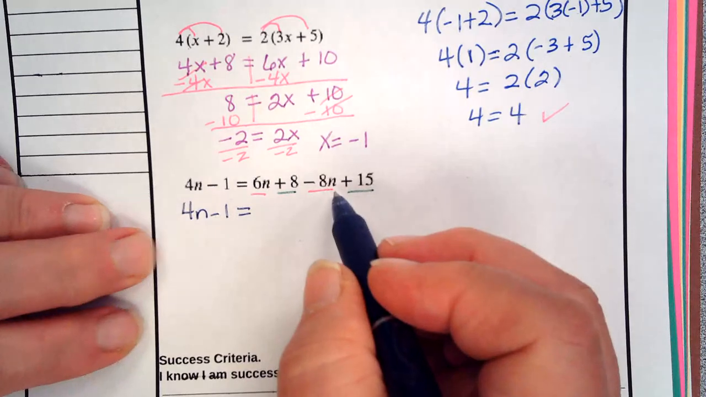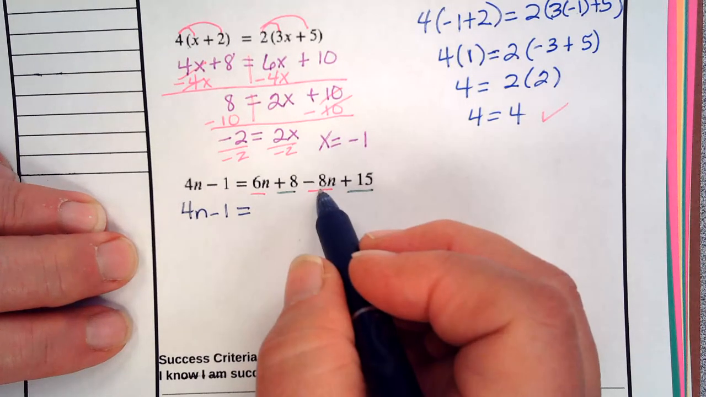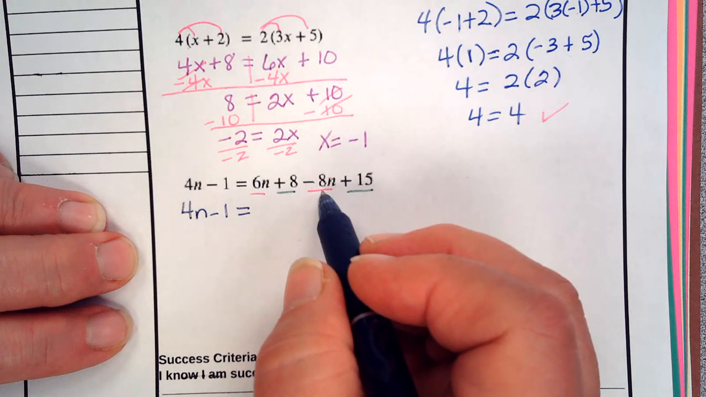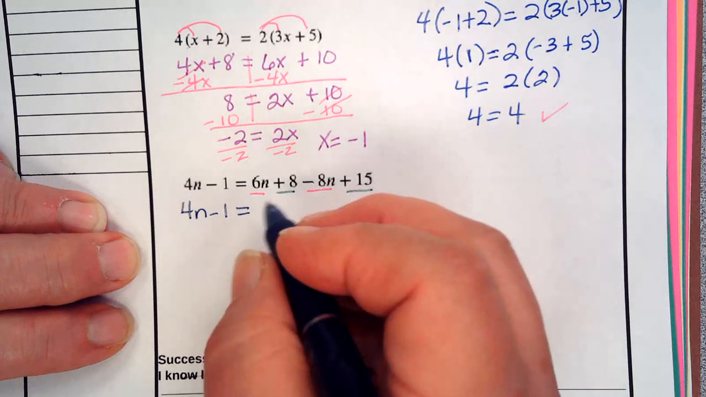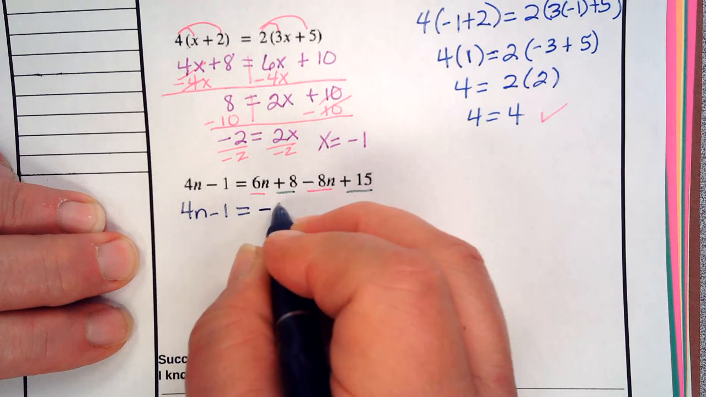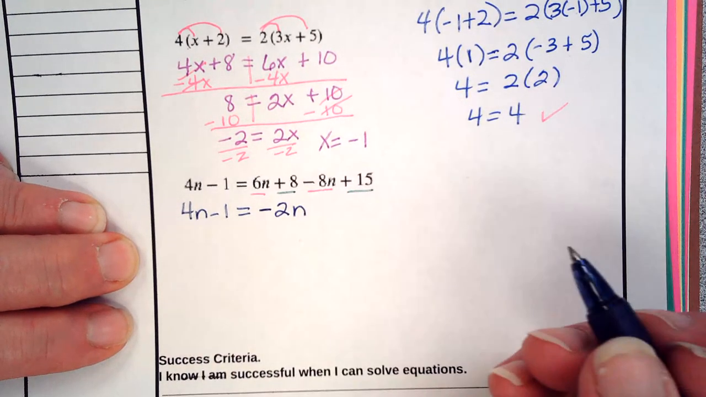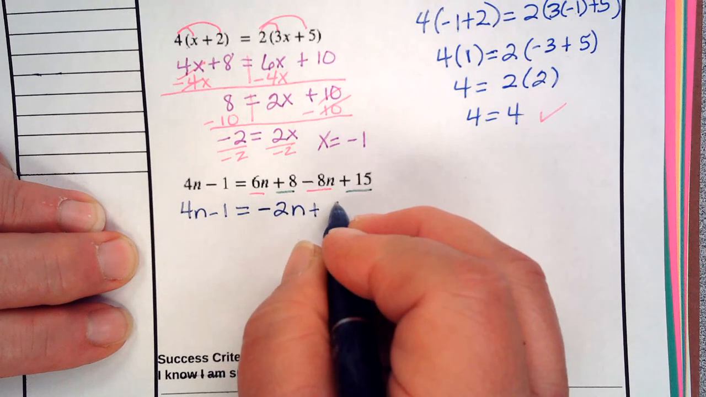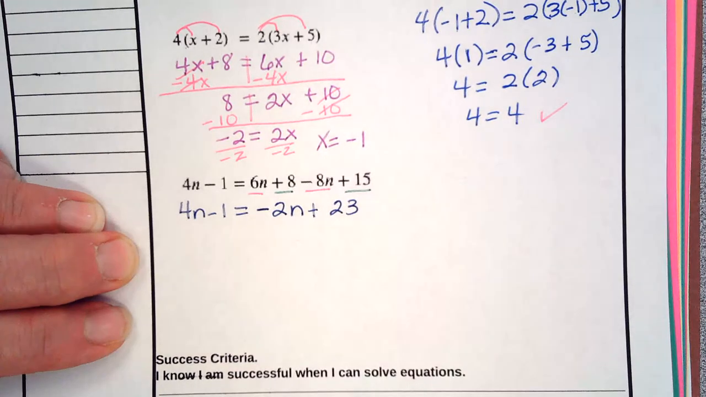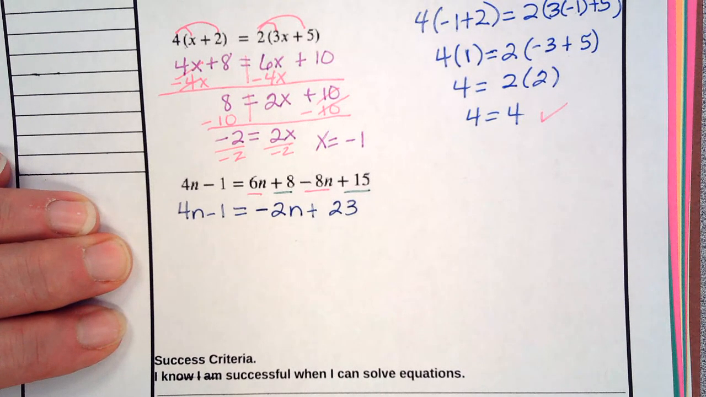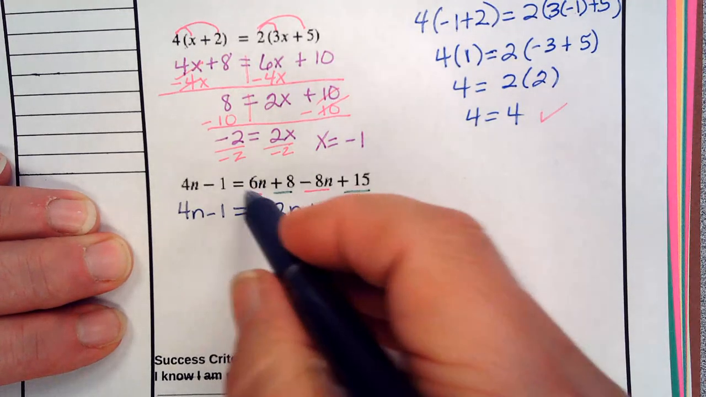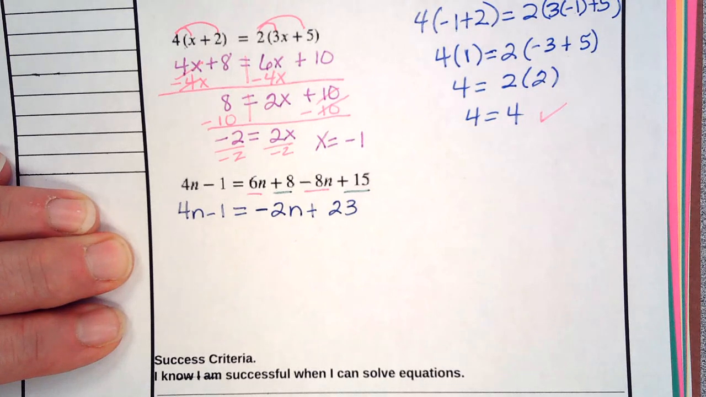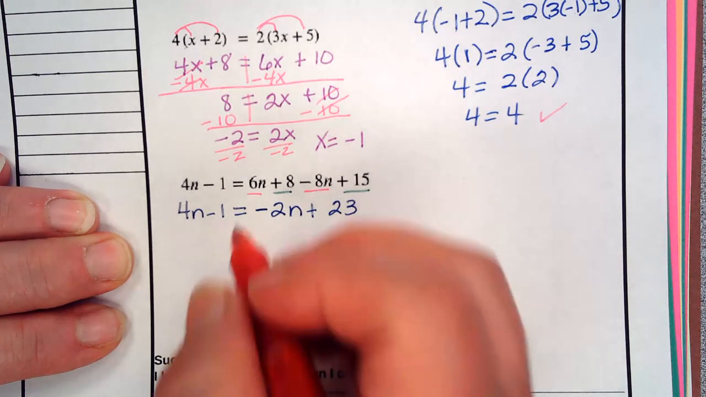is equal to, okay, 6n minus 8n, they're opposite signs, find their difference. 8 minus 6 is 2. Keep the sign of the larger one, which is negative. 8 plus 15 is 23. Any questions? Now, I've simplified both sides. I'm ready to finish this up.